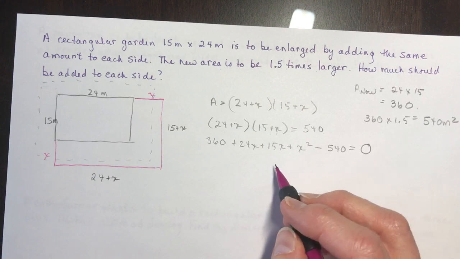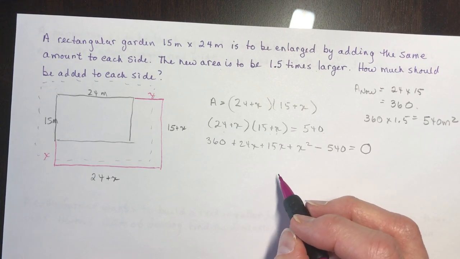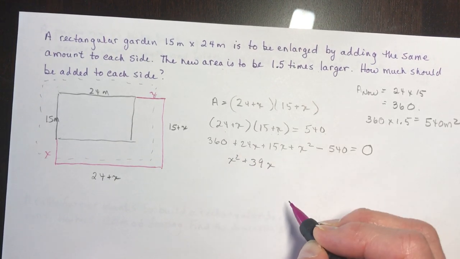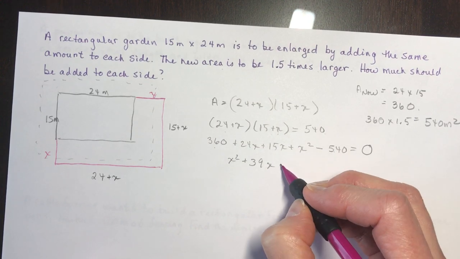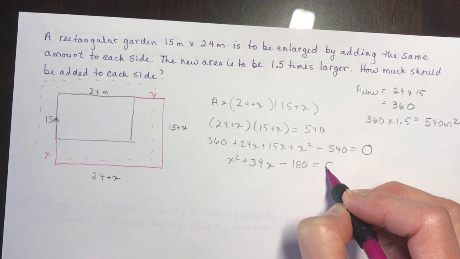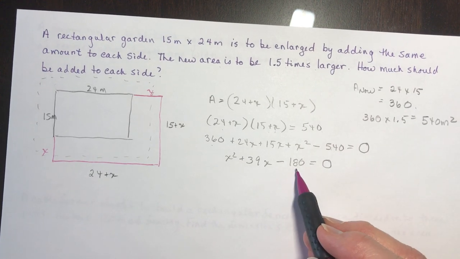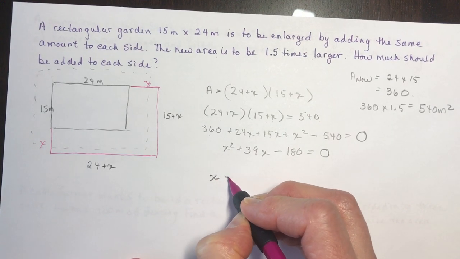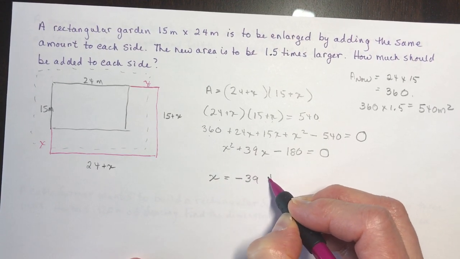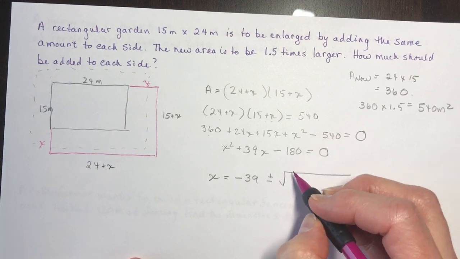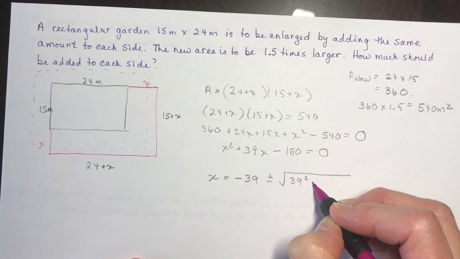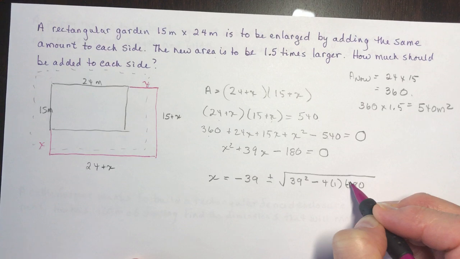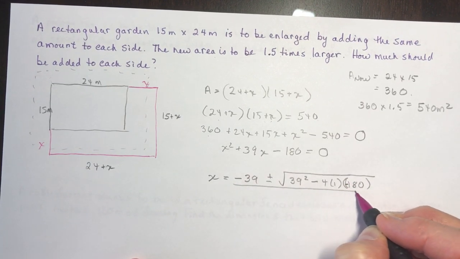So then I can either solve by factoring or by using the quadratic formula. So I have x squared, and I have 39x's, and 360 minus 540 is minus 180, equals 0. And I don't know two numbers that multiply to minus 180 and add to 39, so I'm going to use the quadratic formula. So x equals negative b plus or minus the square root, hopefully you know your quadratic formula off by heart, of b squared minus 4 times a times c, minus 180, sorry, all over 2a.